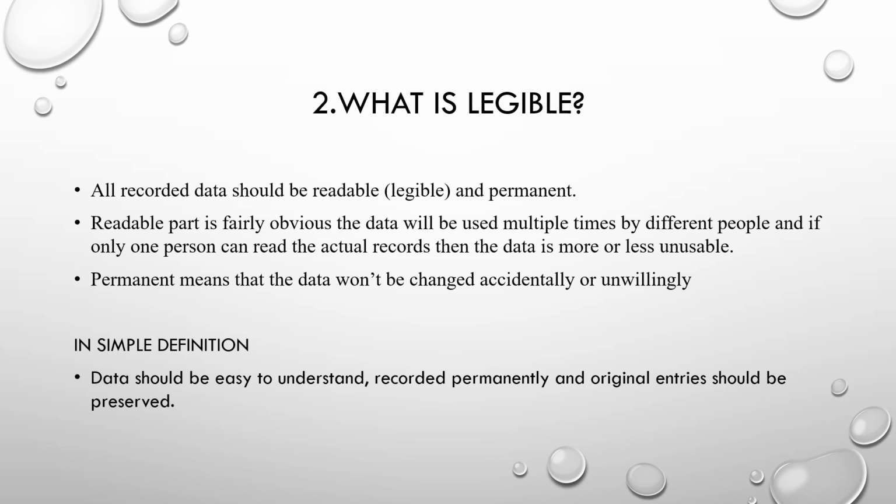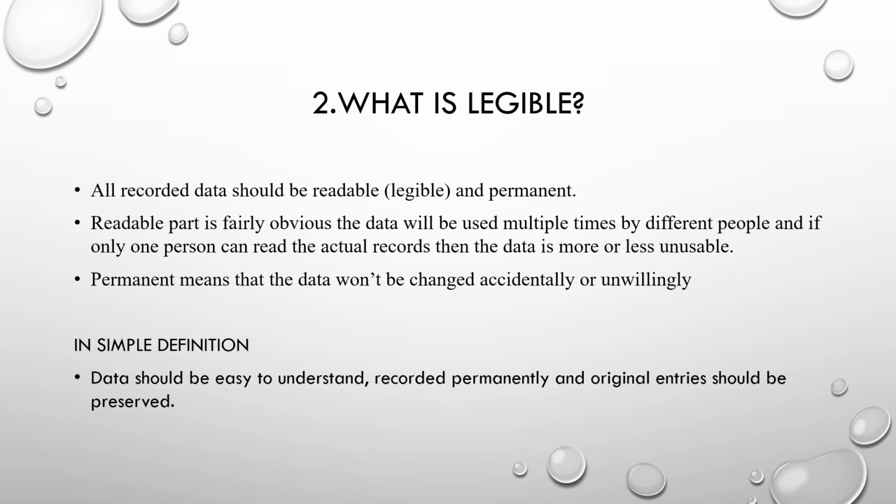Whatever data is generated should be readable by all the people who are viewing or going to view that data. So that's what is written: the readable part is fairly obvious, as the data will be used multiple times by different people, and if only one person can read the actual records, then the data is more or less unusable.